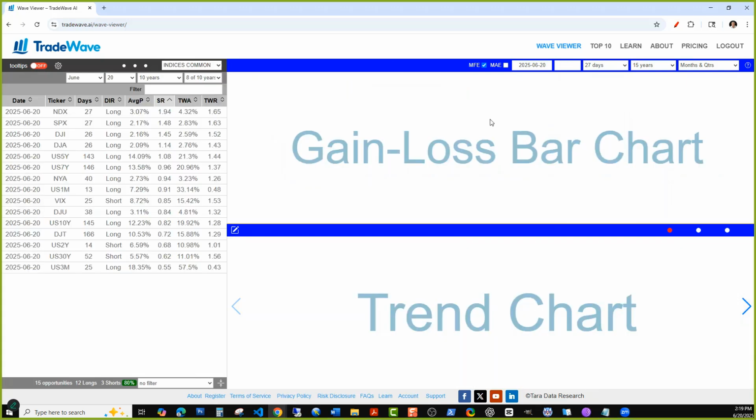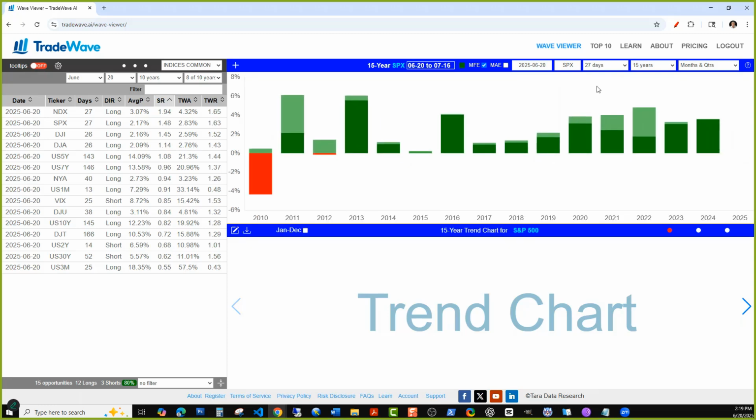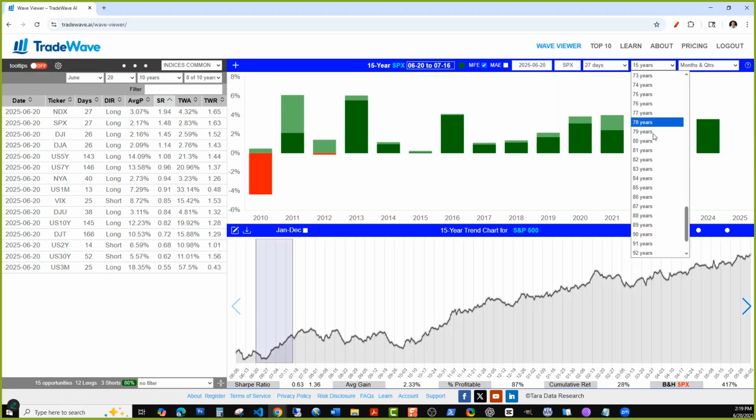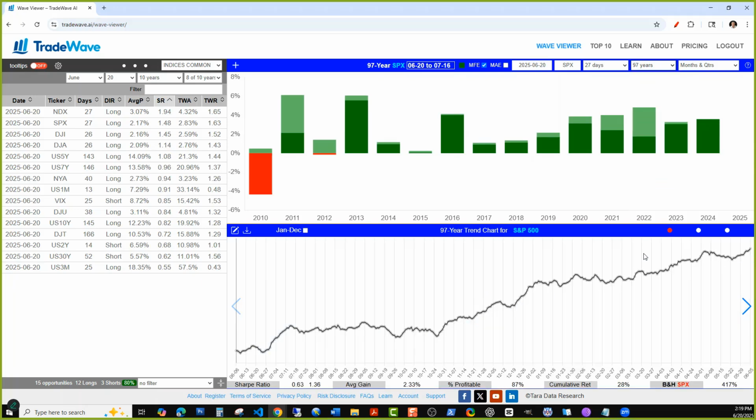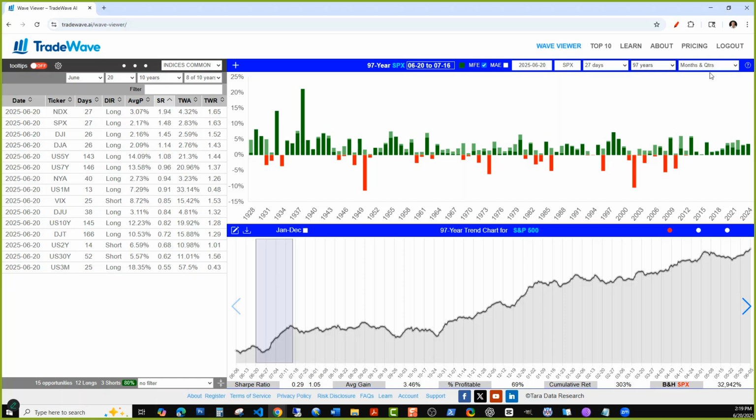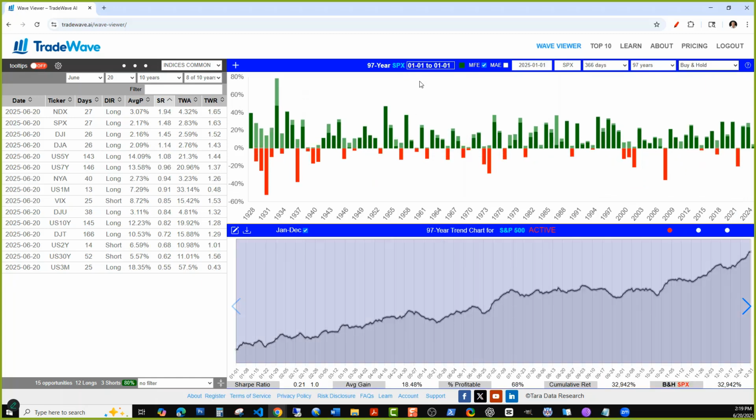I will go to indices common, S&P 500 index. We have 97 years of data for S&P 500, and I'm going to select buy and hold, which is a date range shortcut for being in the market from 1st of January until the following 1st of January, which means you never get out. This is right now the performance for every single year since 1928.